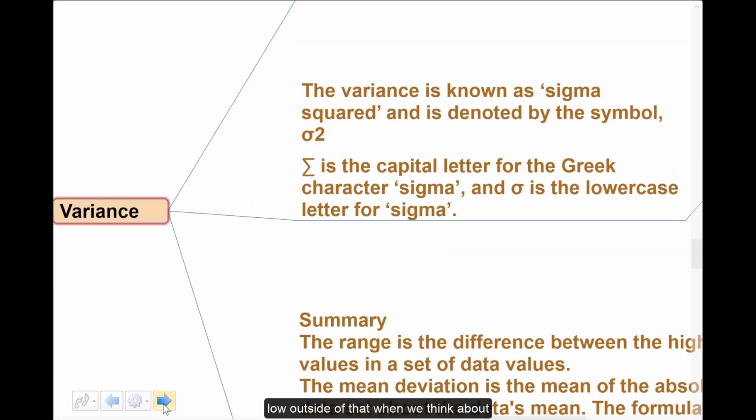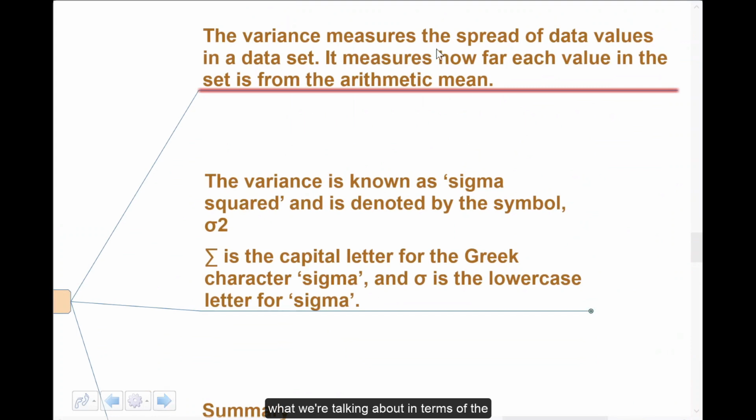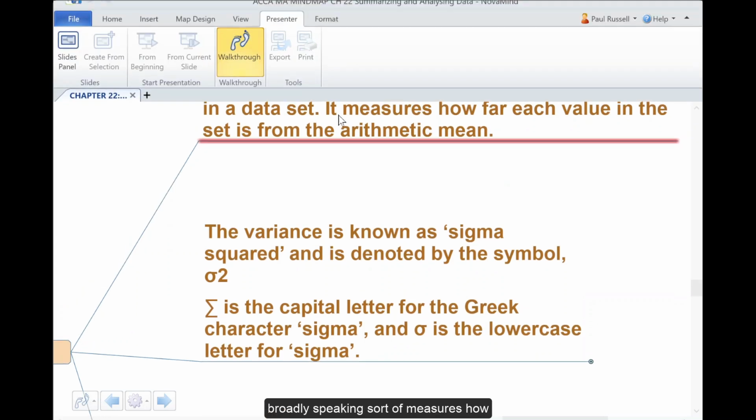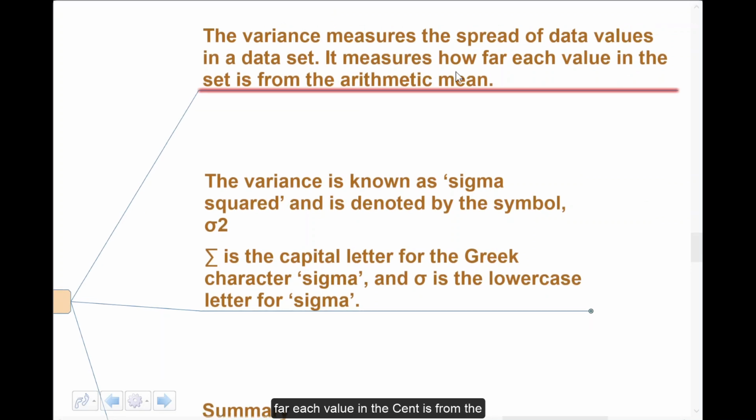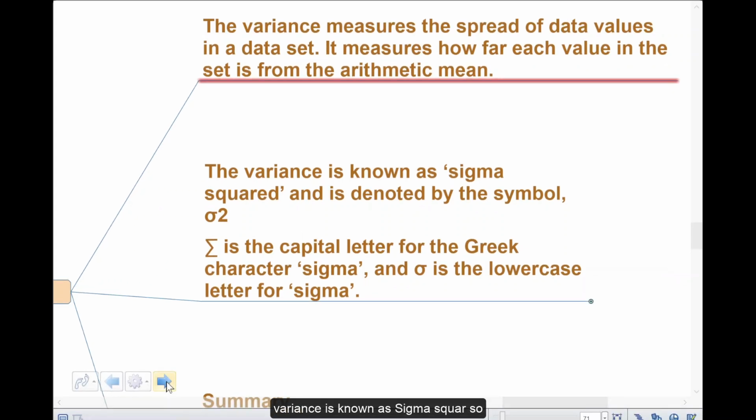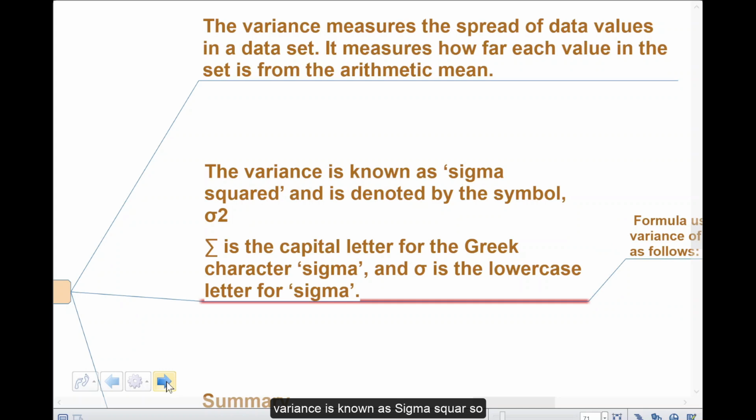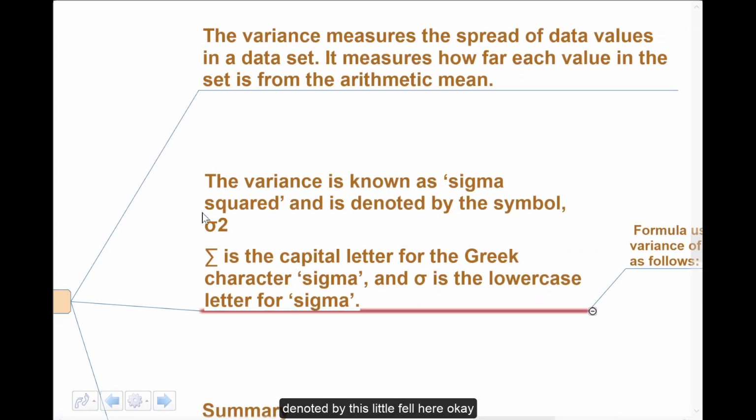Outside of that, when we think about variance, it's a little bit more complicated here. We'll slow down a little bit. What we're talking about in terms of the variance is the spread of data values in a given data set. It measures how far each value in the set is from the arithmetic mean. You'll recall the mean calculation up above. The variance is known as sigma squared, denoted by this little symbol here. Note that capital sigma is the capital Greek letter, and sigma squared is the lowercase.